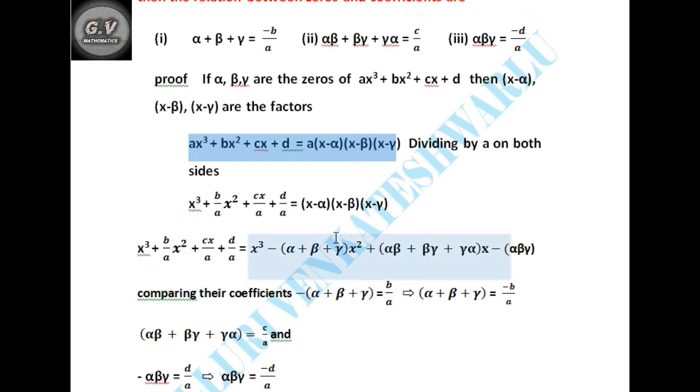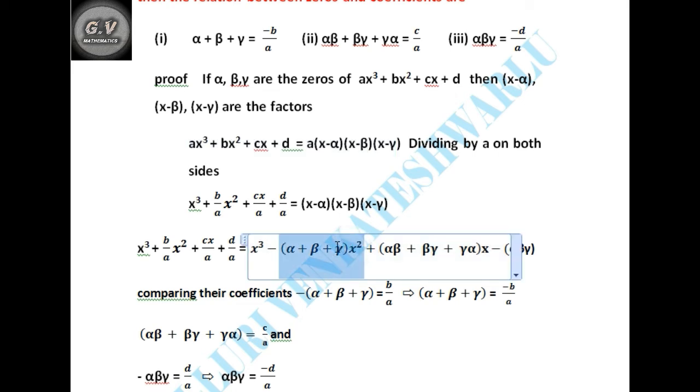Here the x square coefficient is minus of alpha plus beta plus gamma. So minus of alpha plus beta plus gamma is the x square coefficient. Here the x square coefficient is b by a. So this is the sum of zeros.